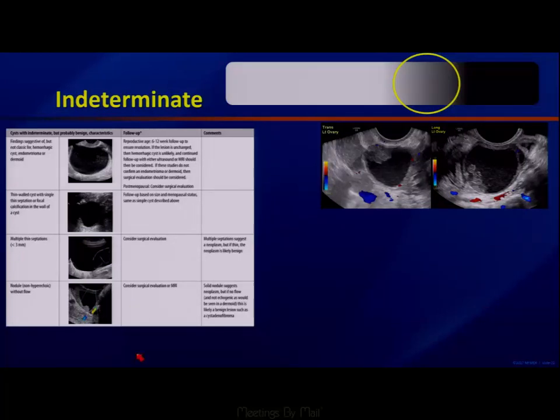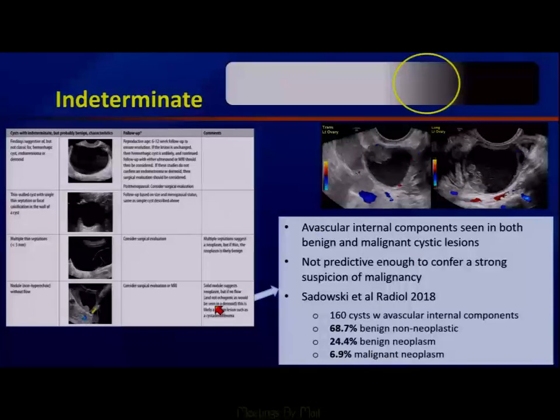And then the most confusing entity here is when we see a cystic lesion with a non-vascular nodule along the side and not really brightly hyperechoic like a calcification or a dermoid. So we'll talk more about that here. There was a paper in 2018 that looked at these types of lesions with an avascular internal component. We see them in both benign and malignant cystic lesions. This just isn't predictive enough to confer a strong suspicion of malignancy. If you're not getting flow in this small mural nodule, you don't definitely have a malignancy, although I agree it's something that needs more workup.